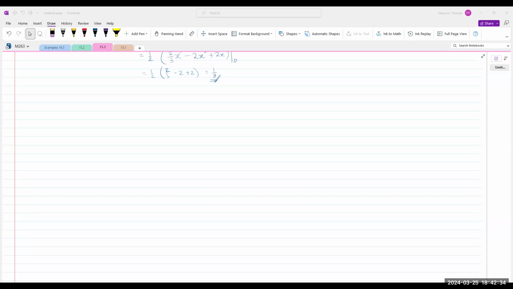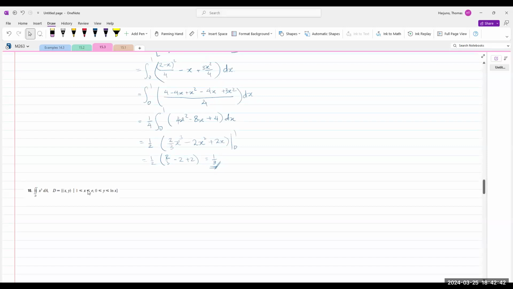Okay, let's say for example, I do number 10. The nice thing with this number 10 is they implicitly already tell us how to set up the integral. You see that you have that region D where X is the constant. I mean, X is bounded from 1 to e, and Y is from 0 to a function of X, right?